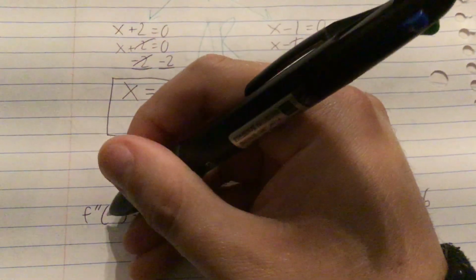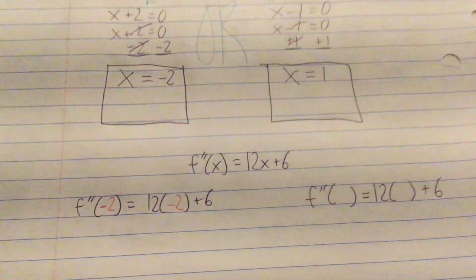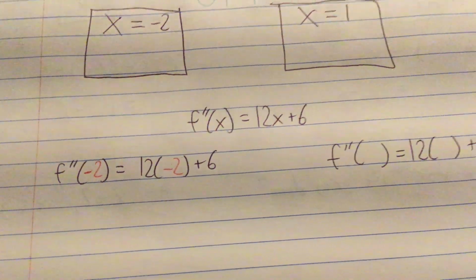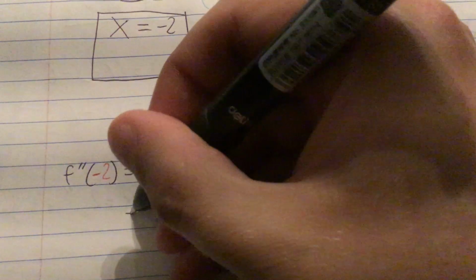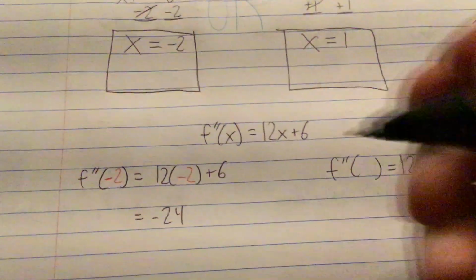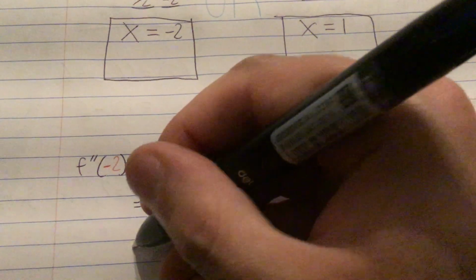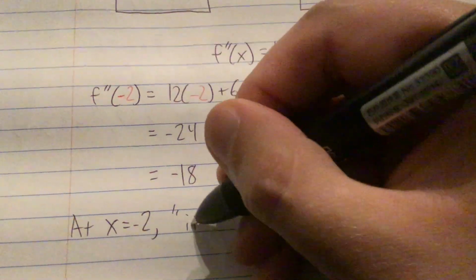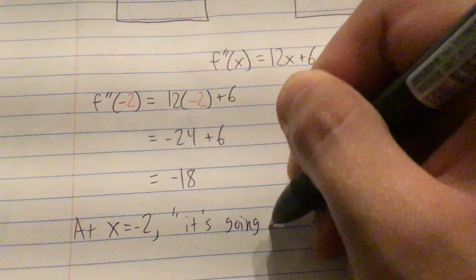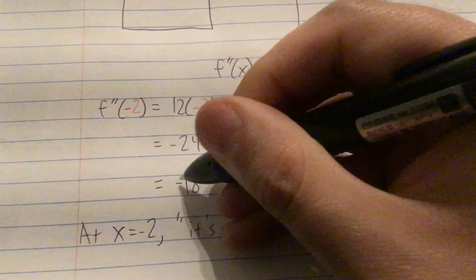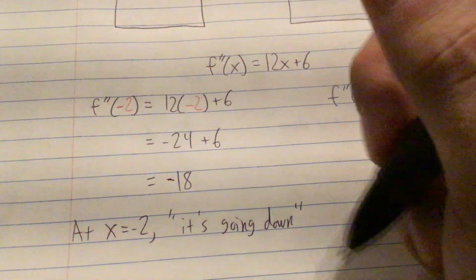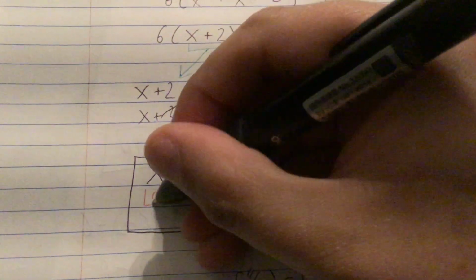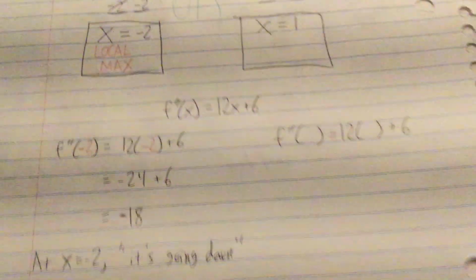So now let's plug in f double prime of negative 2. 12 times negative 2 would be negative 24. And then negative 24 plus 6, it doesn't really do much damage to it. It's still going to be negative 18. So at x equals negative 2, it's going down. The acceleration is negative. That's all I care about. It's going down, so that means it's a local maximum. It achieved its highest point, and then it's about to go down.